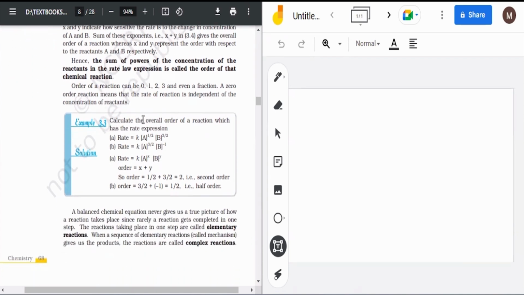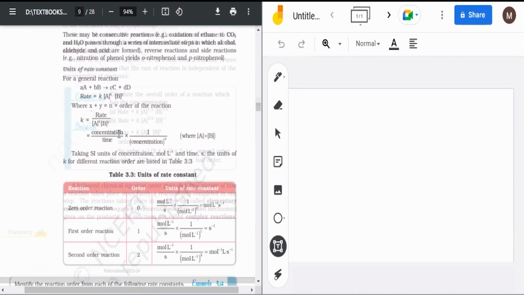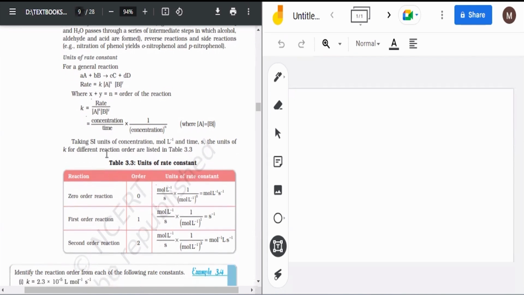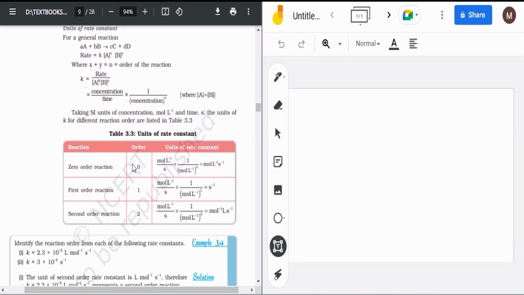Like here, calculate the overall order of the reaction. इसमें हो जाएगा half plus 3 by 2. Here it would be 3 by 2 minus 1. Simple. Okay. We know the rate law is given by k [A]^x [B]^y. So here k is what? K is called the rate constant. And to calculate the value of the rate constant, we can easily divide the rate by [A]^x [B]^y, and we can easily get the value of k. So zero order reaction means the order is 0, first means 1, second order reaction means 2.